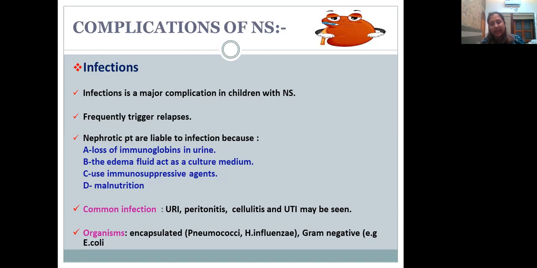The most common infections are upper respiratory tract infections, but the most sinister or serious one is spontaneous bacterial peritonitis, which is mainly caused by Streptococcus pyogenes, pneumococci, and also E. coli. Other infections are cellulitis, which is again caused by pneumococci, and apart from that, there could be fungal infections as well, and UTI. So spontaneous bacterial peritonitis, cellulitis, and certain vasculitis. Organisms are the encapsulated ones like pneumococci, H. influenzae. In gram-negative, it's E. coli.